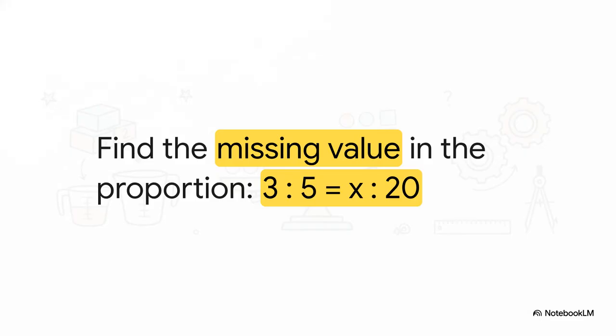Let's try a solved example together. 3 is to 5 equals x is to 20. We've got a missing number here, represented by this mysterious x. It's like a math puzzle, but since we know that cross-multiplication trick, we are fully equipped to crack it.